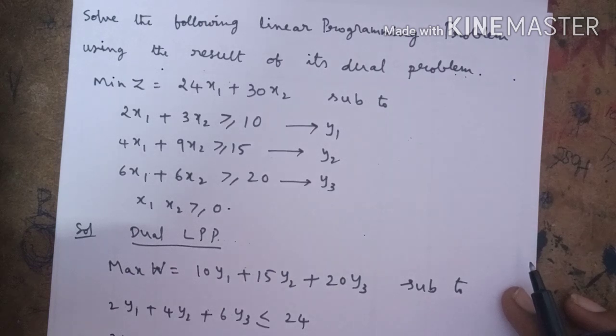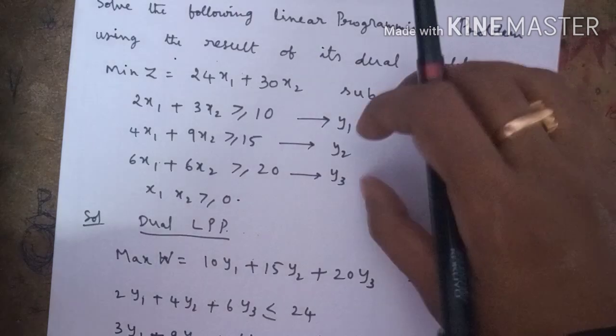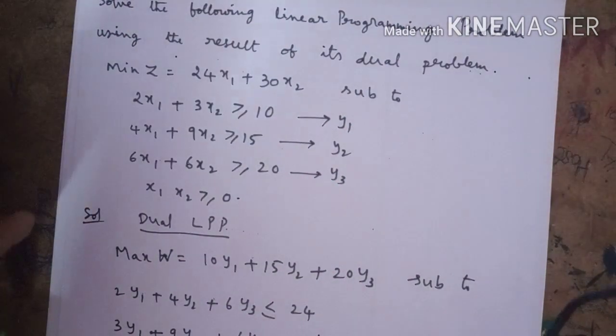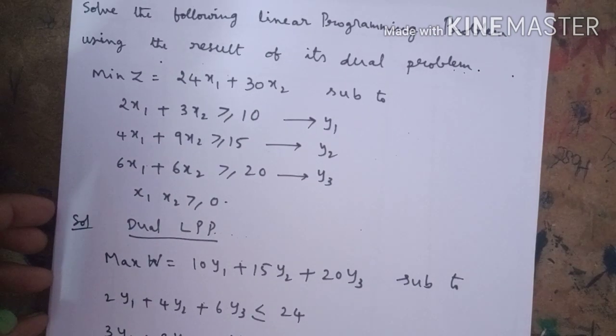Minimization of z is equal to 24x1 plus 30x2 subject to the constraints. The first constraint, second constraint, third constraint. All the constraints have the greater than or equal to symbol, and x1, x2 greater than or equal to 0. This is the given LPP. From this given LPP, we are converting to the dual LPP.